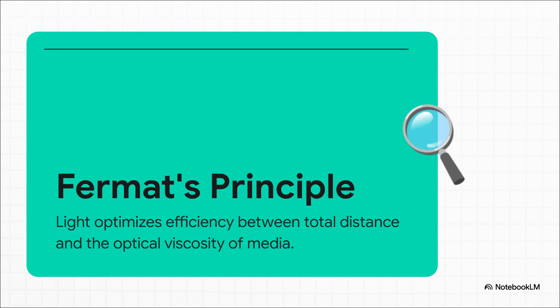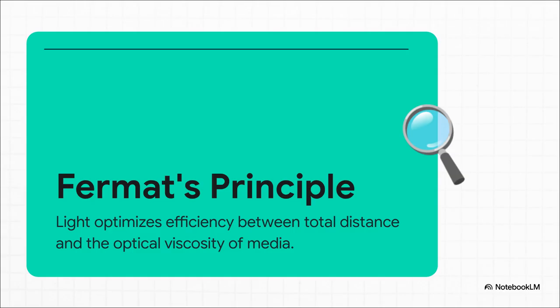You see, a straight line would mean a lot of time spent in the glass, and glass is what we can think of as optically viscous compared to air. It has a higher refractive index, meaning it slows the light down significantly, kind of like trying to run through water instead of air. Alternatively, minimizing the time in the glass by taking a sharp angled path would result in a massive overall distance. So, what does light actually do?